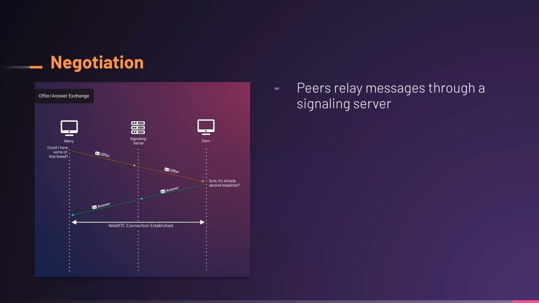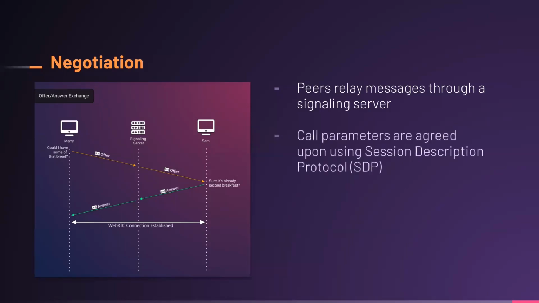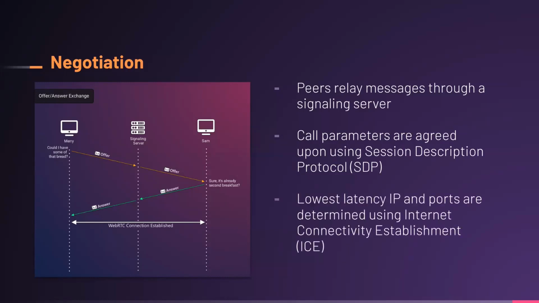During negotiation, call parameters are agreed upon using Session Description Protocol, SDP. Parameters include the types of streams, audio, video, number of streams, codecs to be used, and many other parameters. Also, during negotiation, the lowest latency IP ports are determined using Interactive Connectivity Establishment, or ICE. Each peer will send many ICE candidates containing IP and other networking information.